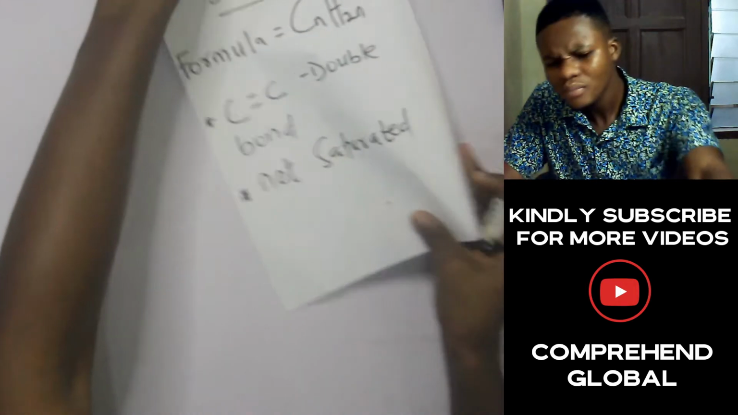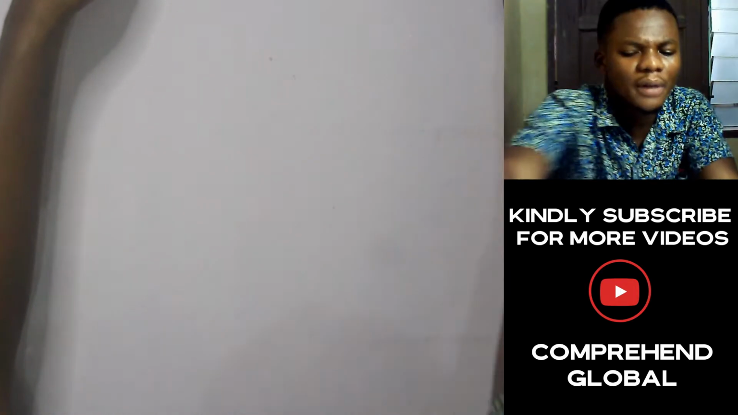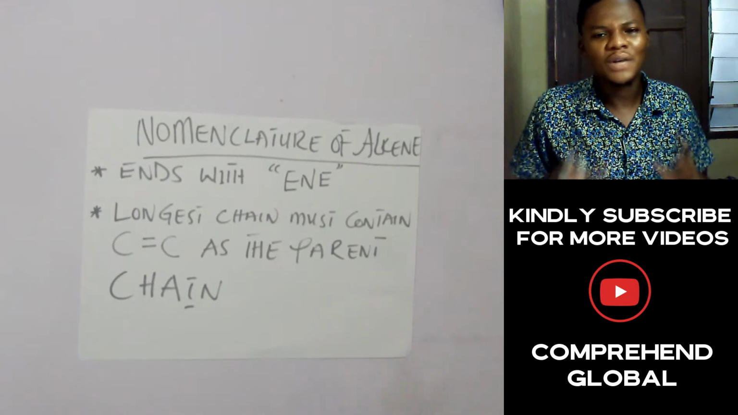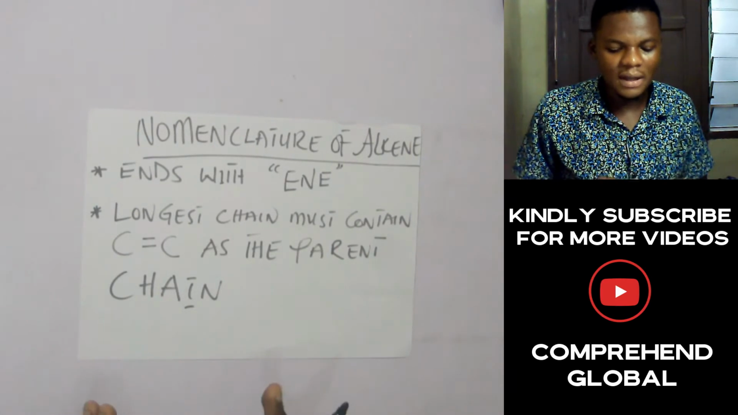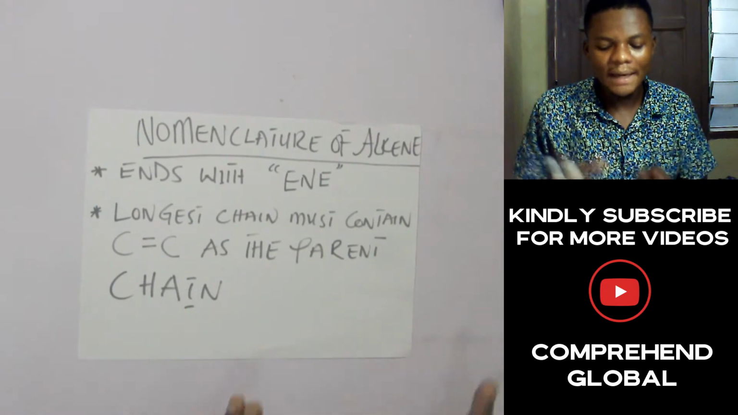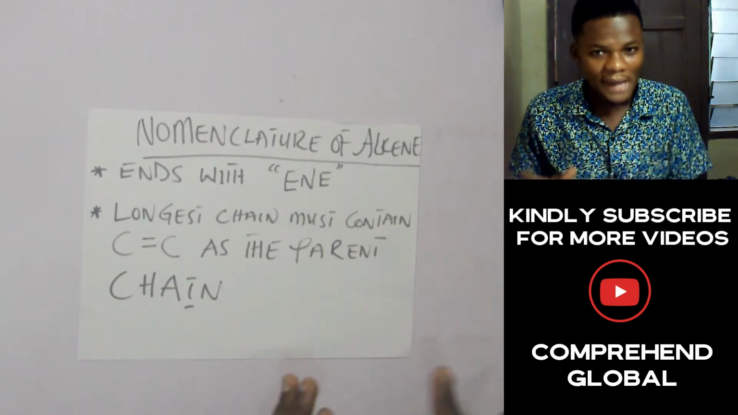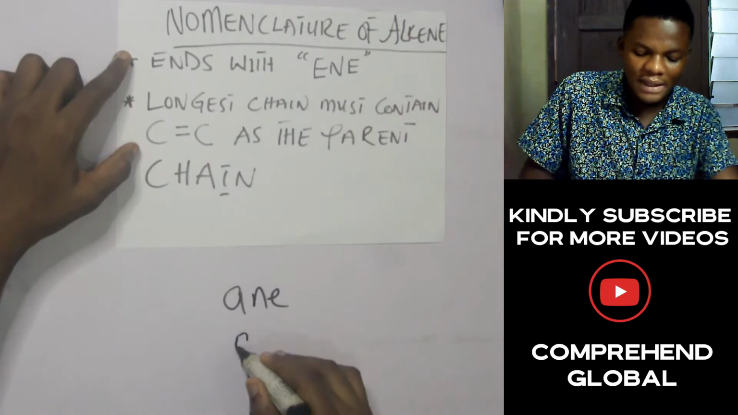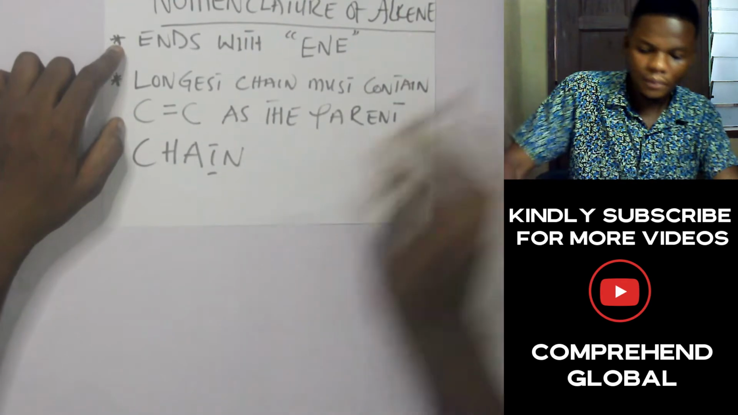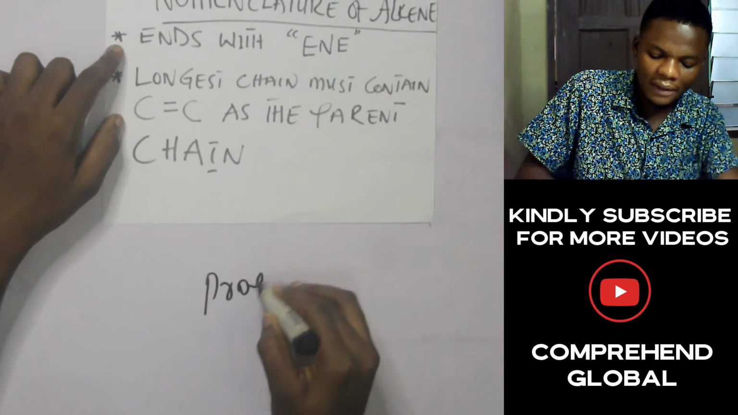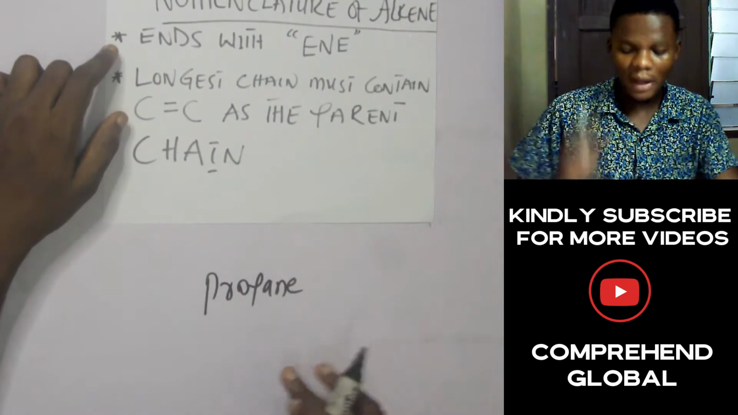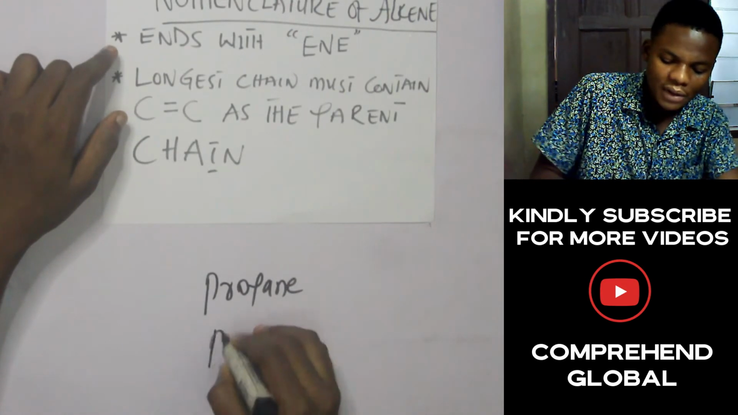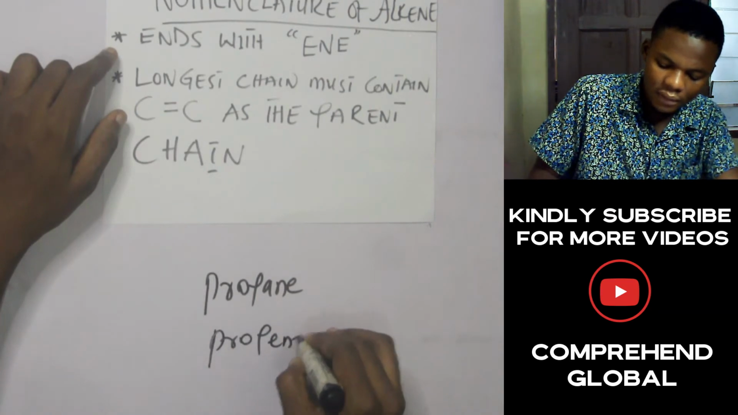Okay, now looking at the nomenclature of alkenes, it's similar to alkanes, but the only difference is that it ends in ene instead of ane for alkane. So alkane is actually ane, but alkene will be ene. So when we have propane for alkanes, it will be propene.